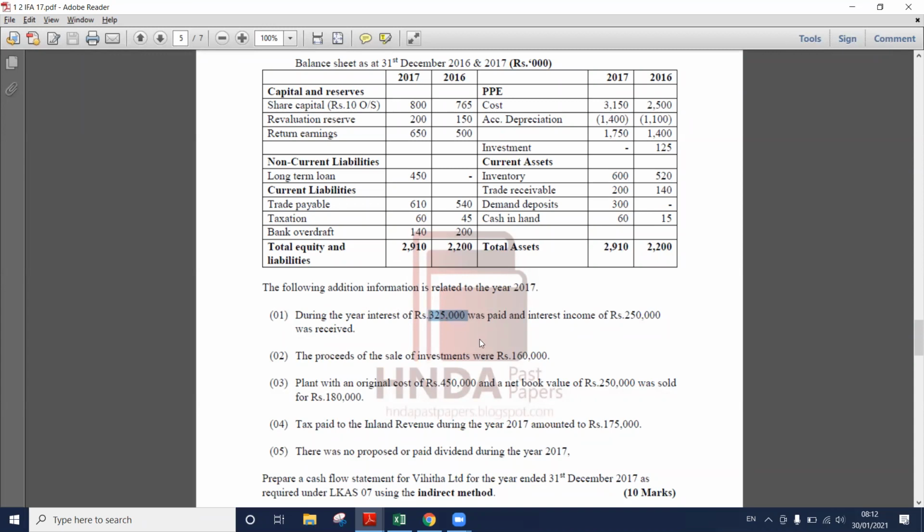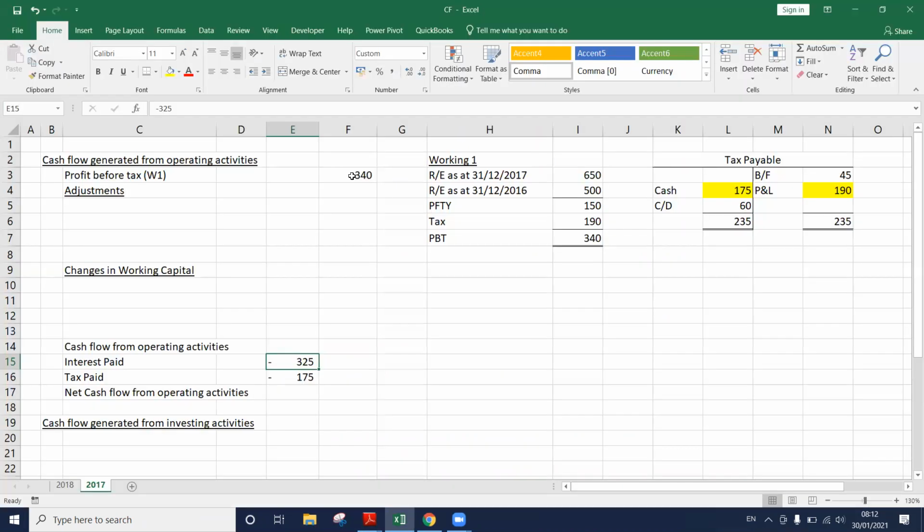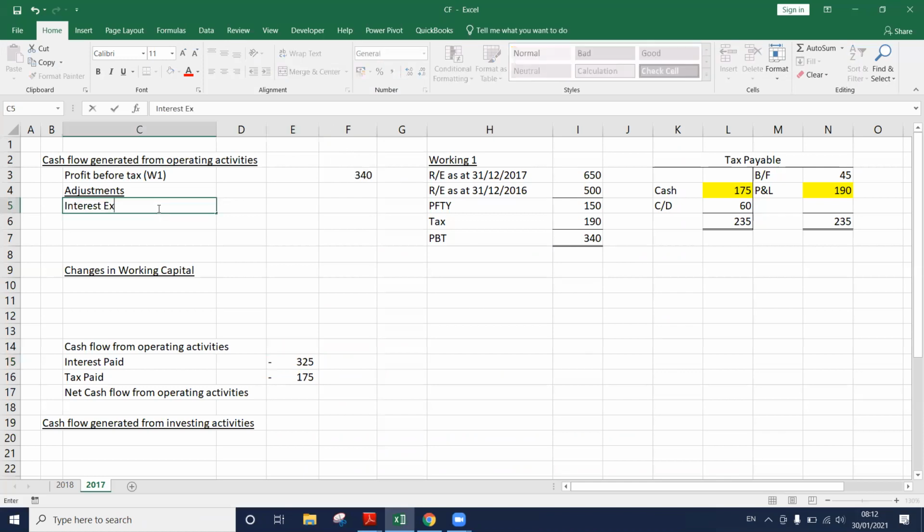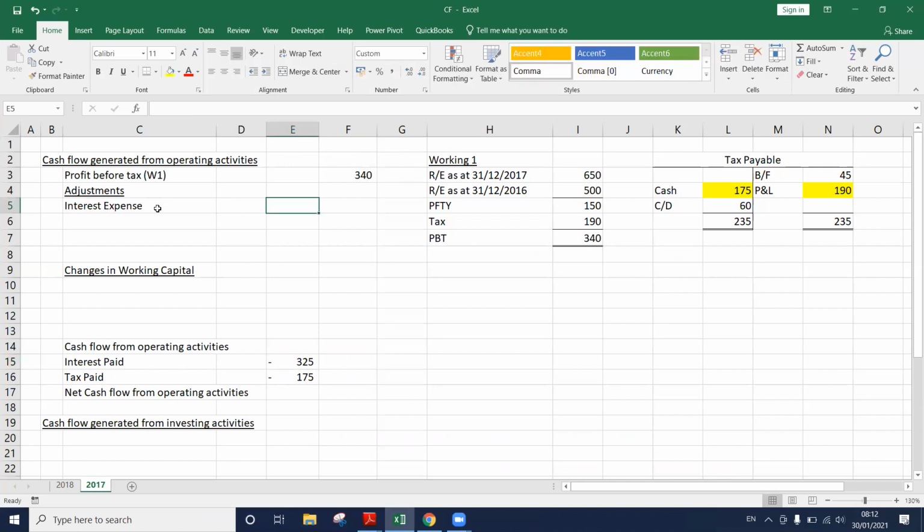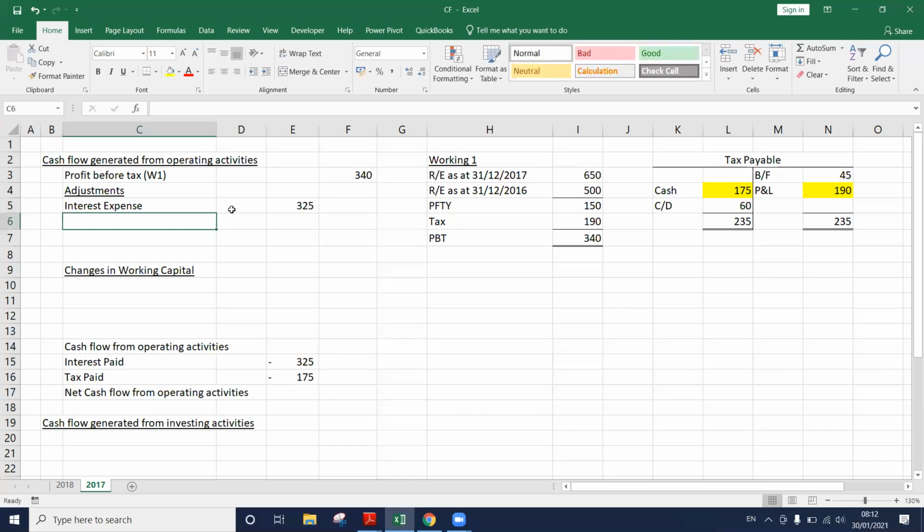What is the interest expense? 325. That is included in this profit before tax, so the interest has already been deducted. Therefore we need to adjust for the interest expense. That 325 has been deducted, so we need to add back 325. Right? Interest expense.